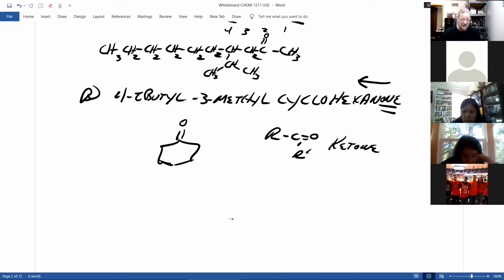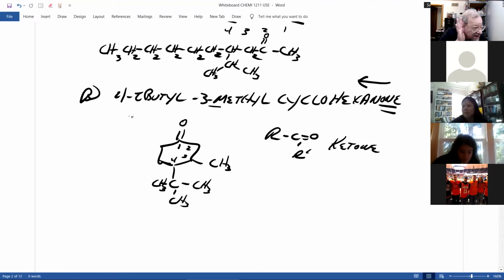You can put it anywhere on the ring. And then if this is 1, I'll go clockwise. I could have gone counterclockwise. Most of you won't. I would sometimes. And on carbon 3, there's a methyl group. And on carbon 4, one of my favorite groups, a tert-butyl group. And that's how you do it. Any questions so far? Going once, going twice. All right, let's move on.